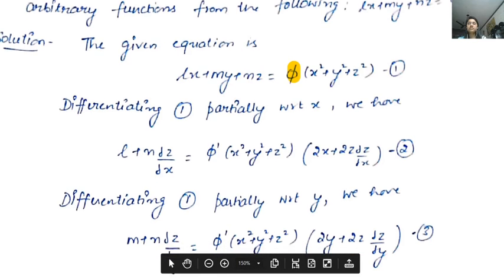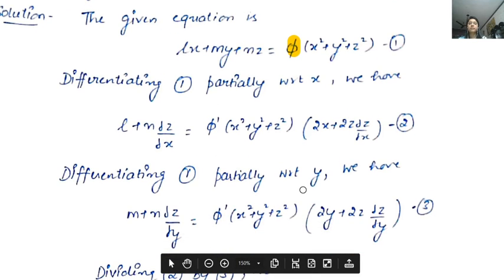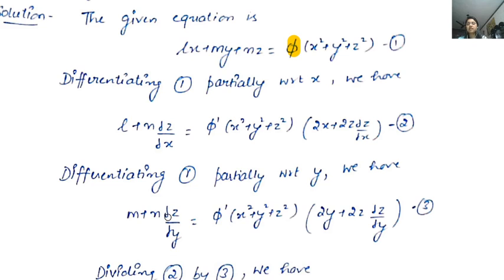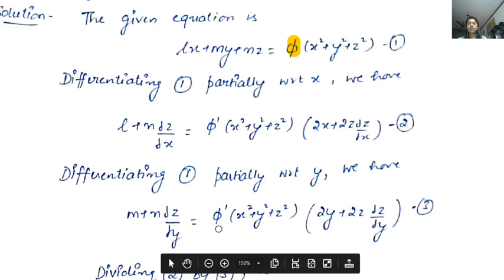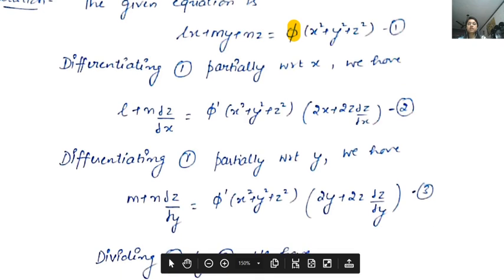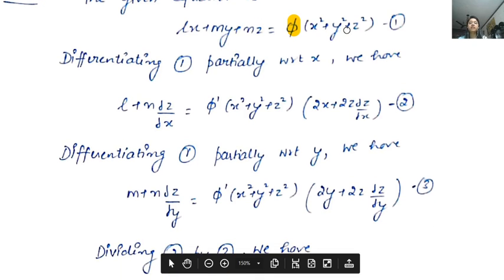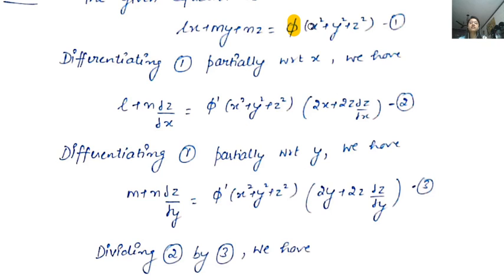Now differentiating equation 1 partially with respect to y. When we differentiate it partially with respect to y, we will get m plus n ∂z/∂y equals phi dash (x square plus y square plus z square) into (2y plus 2z ∂z/∂y). That is, when we differentiate it, we get phi dash (x square plus y square plus z square), and when we differentiate this term, we get 2y plus 2z ∂z/∂y.